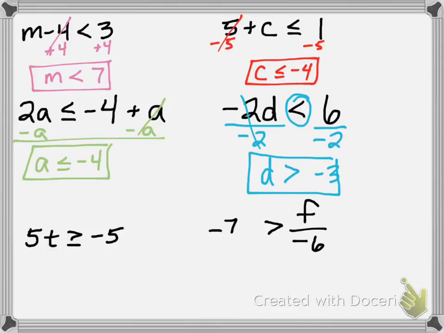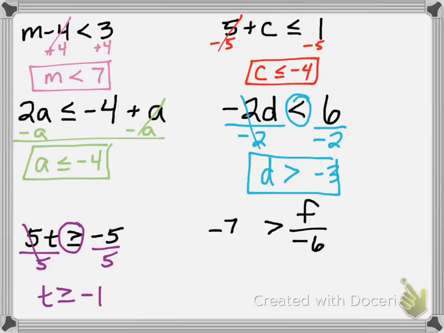Alright, next one, I have times 5, so I divide by 5. So I get t on the left, negative 1 on the right. This time, there was a negative number over here, but I didn't divide by a negative number. So I'm going to keep this sign the same. I flipped this sign over because I divided by a negative number. Over here I didn't flip the sign because I didn't divide by a negative number.